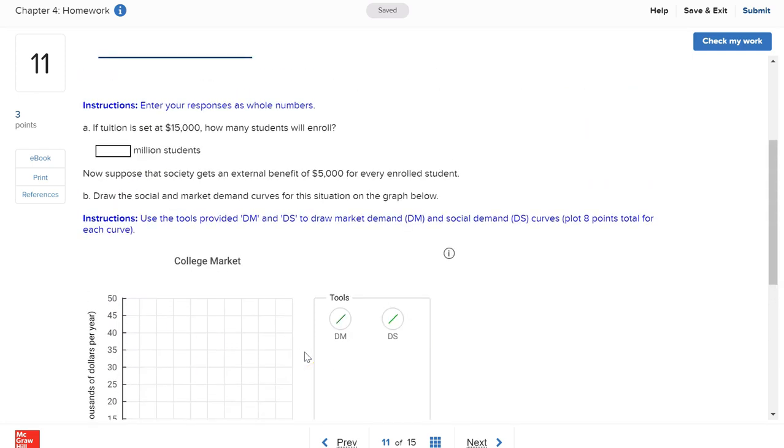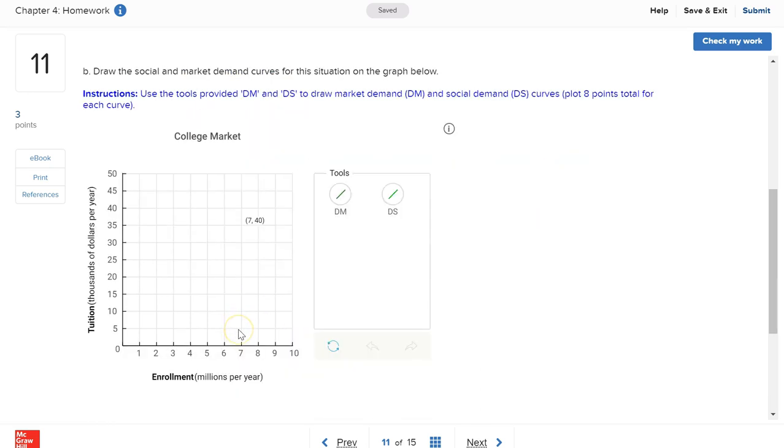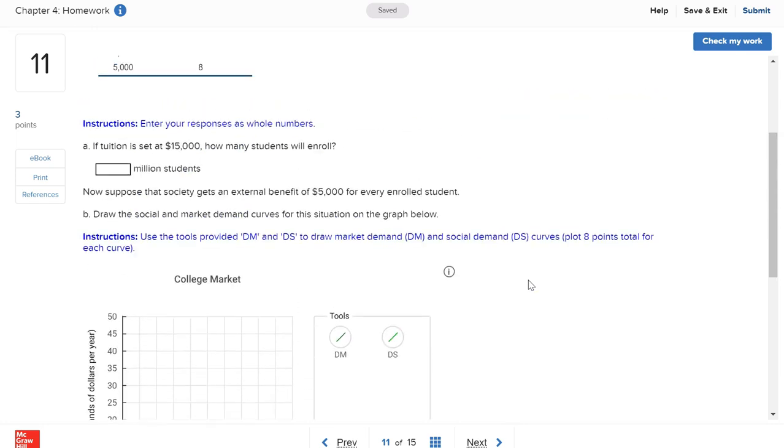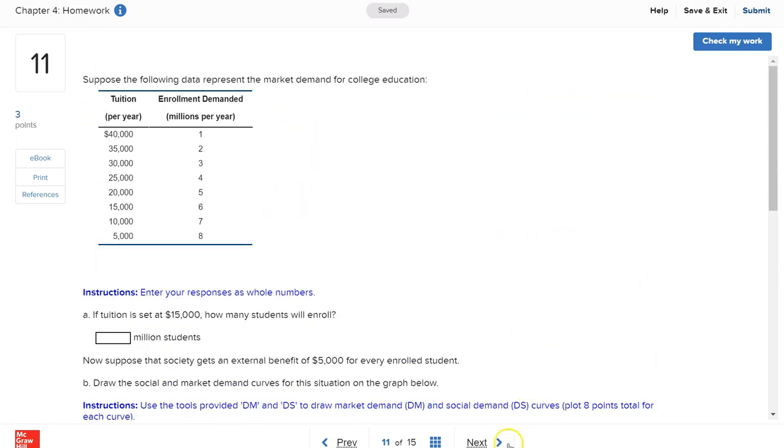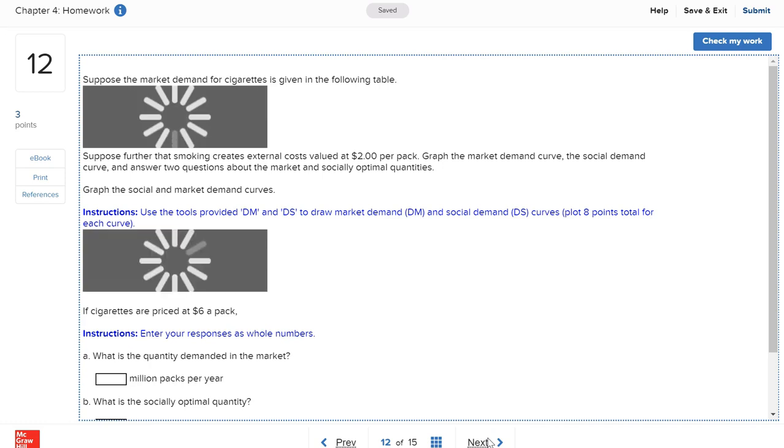So we're going to put in that new demand curve, which is going to be to the right because society is getting a benefit of $5,000 for every student enrolled. And once you draw that, you'll see the two curves, one here, and I'm estimating where those are going to go. But you can plot them, and you should be able to see pretty easily how that looks.